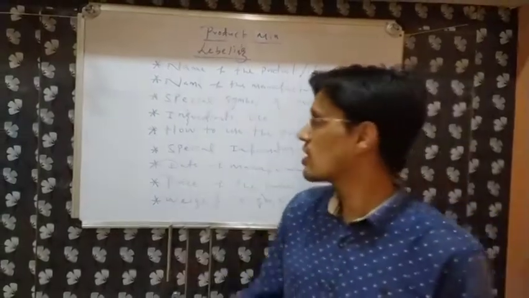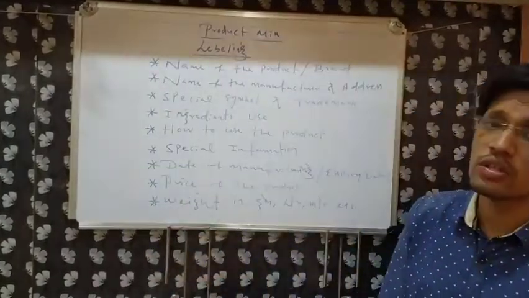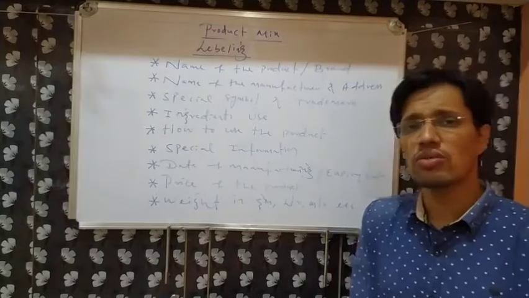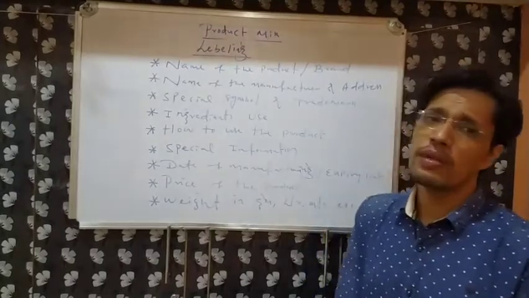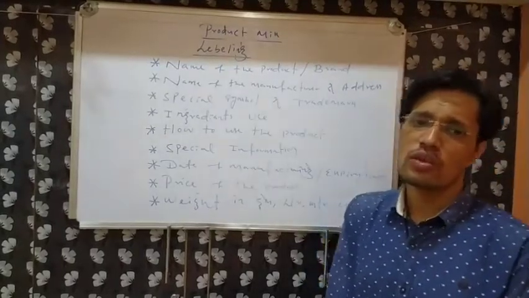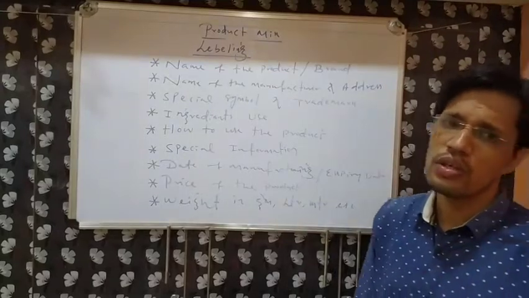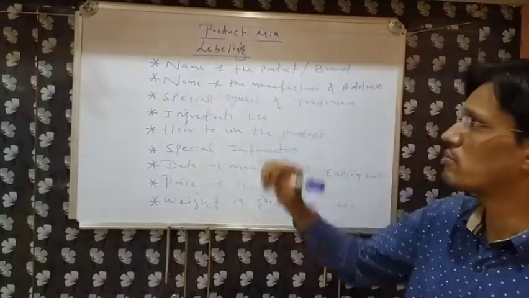So these are the necessary information that the producer tries to convey through labeling accurately, so that the consumer's confidence could be built. So this is all about the different elements of product mix.